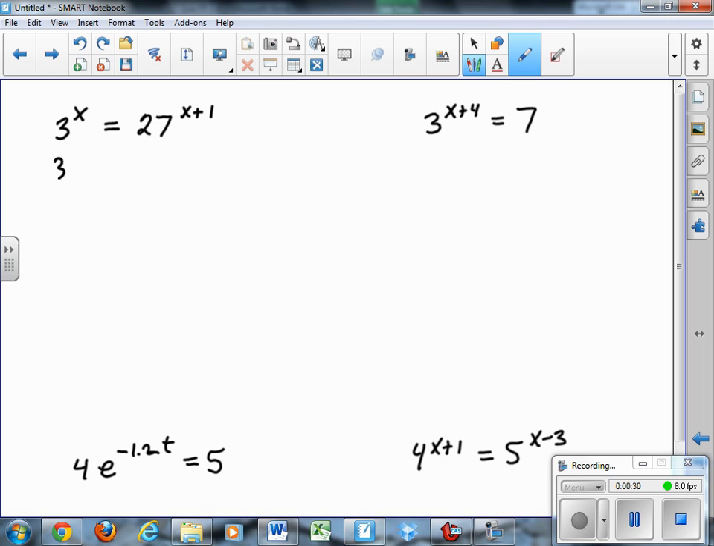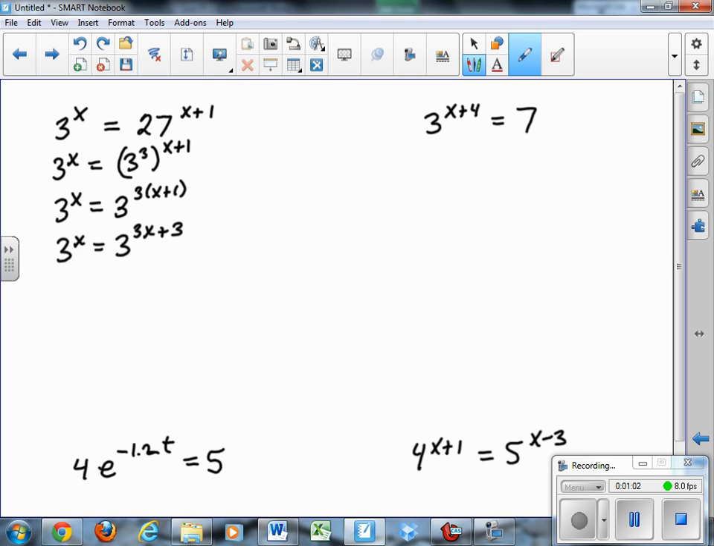So I'm going to say 3 to the x is equal to 3 cubed to the quantity x plus 1. Now, this is where you have to remember your exponent rules. If I raise a power to a power, I multiply the exponents. So I can rewrite this as 3 to the x is equal to 3 to the 3 times x plus 1, or 3 to the x is equal to 3 to the 3x plus 3. There's a lot of 3's in this problem. I didn't necessarily intend that, but that just happened.